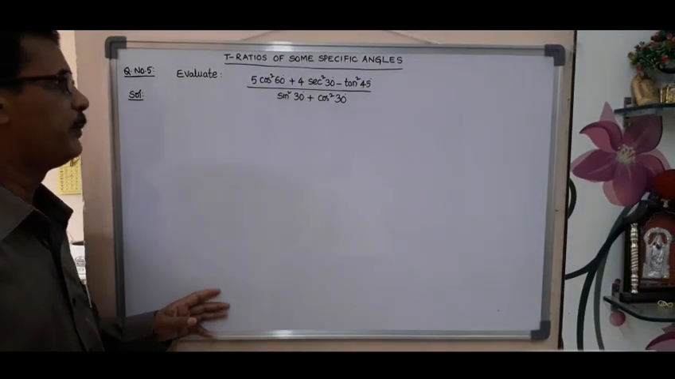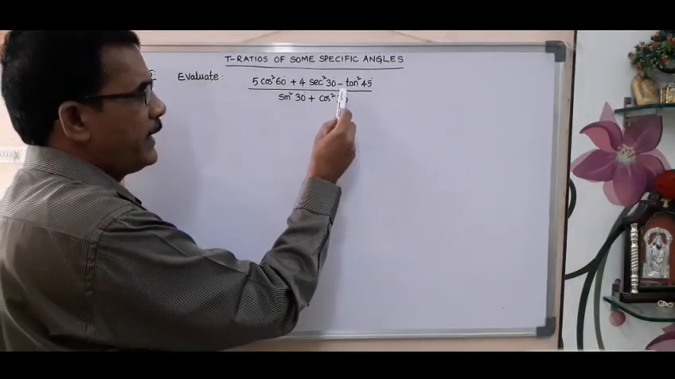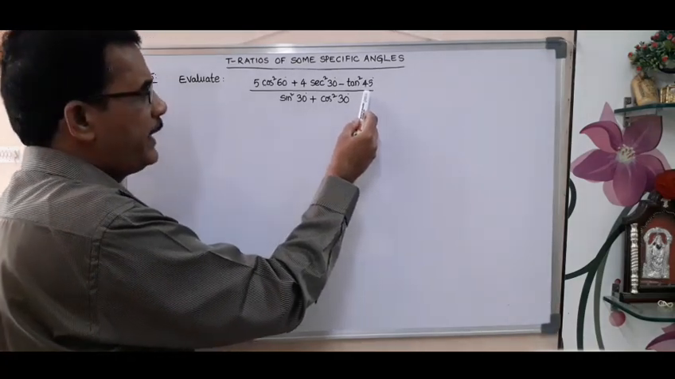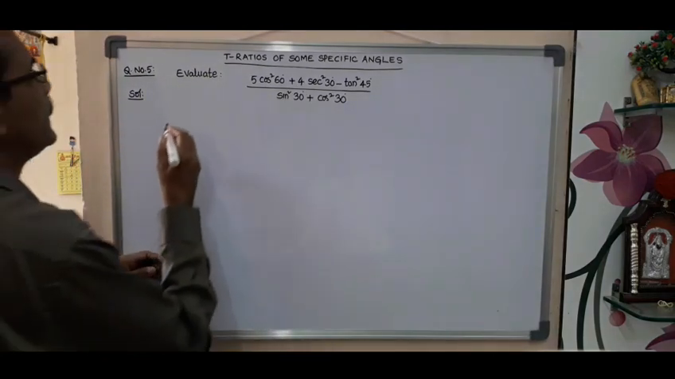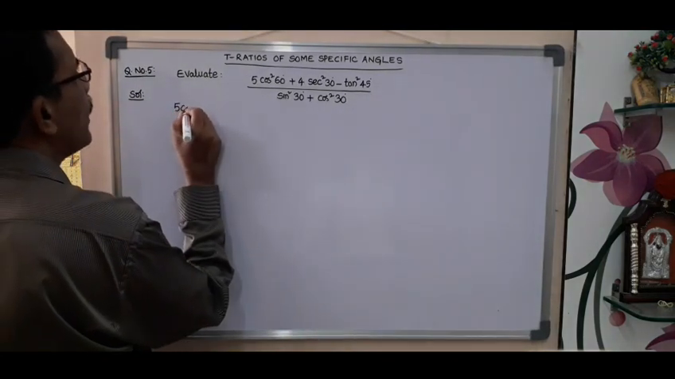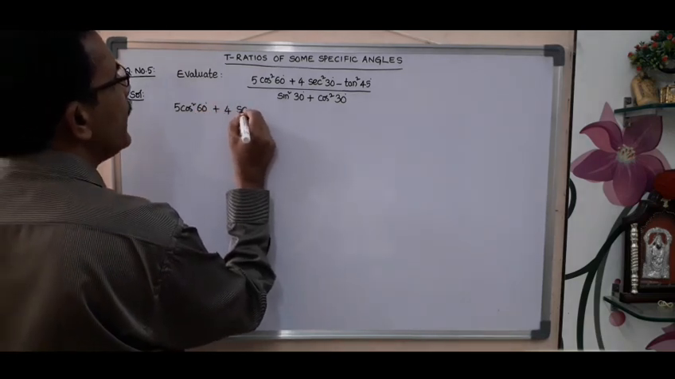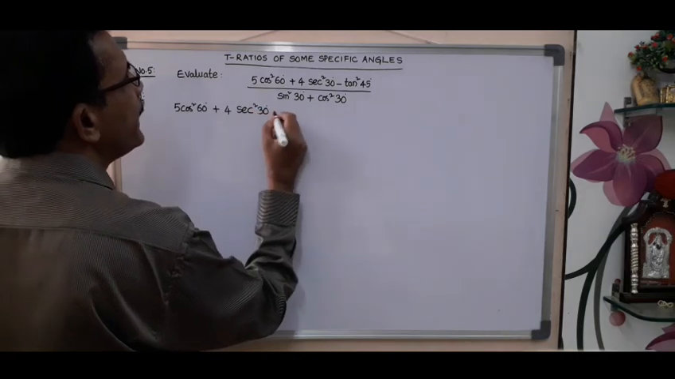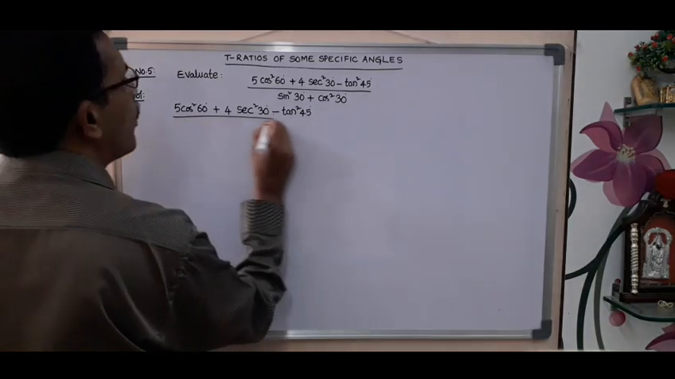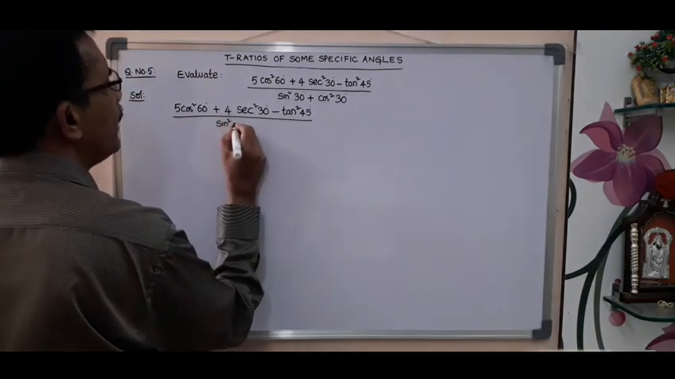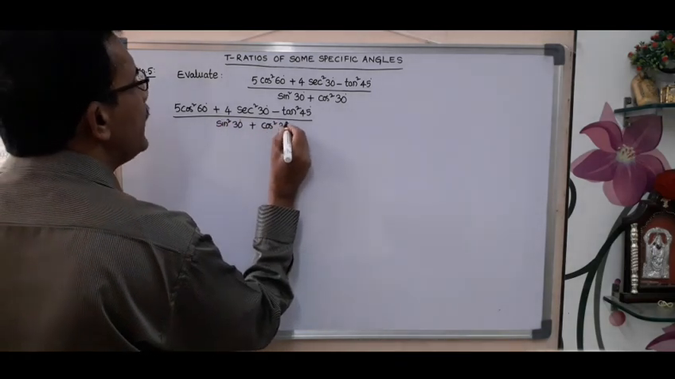Now question number 5. Evaluate (5 cos² 60° + 4 sec² 30° - tan² 45°)/(sin² 30° + cos² 30°). The given expression is (5 cos² 60° + 4 sec² 30° - tan² 45°)/(sin² 30° + cos² 30°).